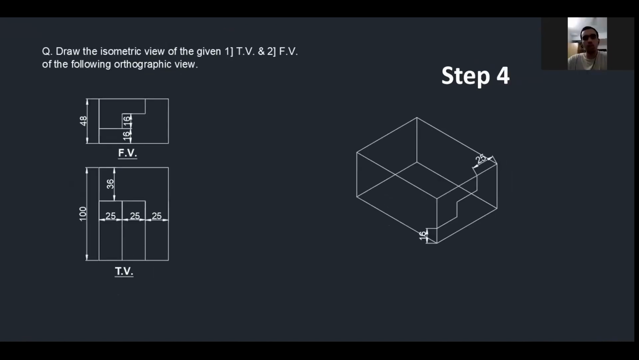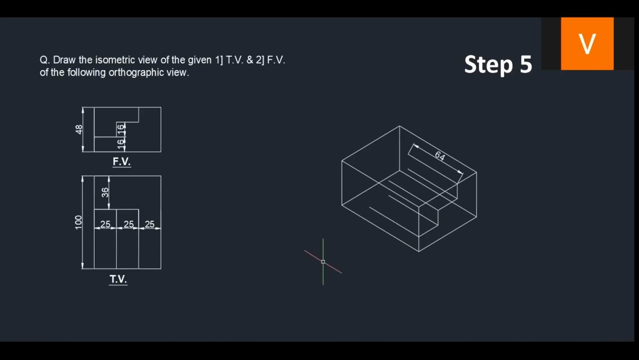The lines which are not visible will be trimmed for proper visualization of the object. Now in this step, we draw the step-like structure, which is 16 mm above the horizontal plane and 25 mm long, with the help of the given front view. The object with the help of the front view is now done.